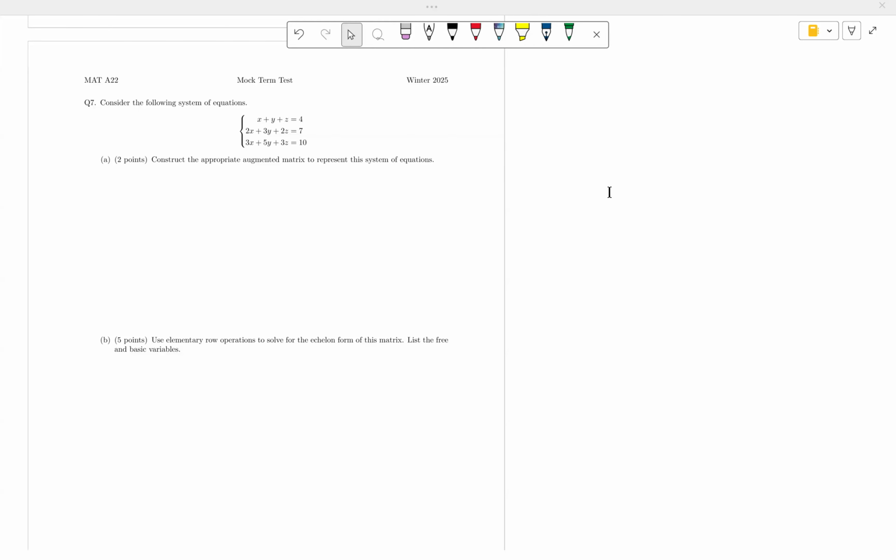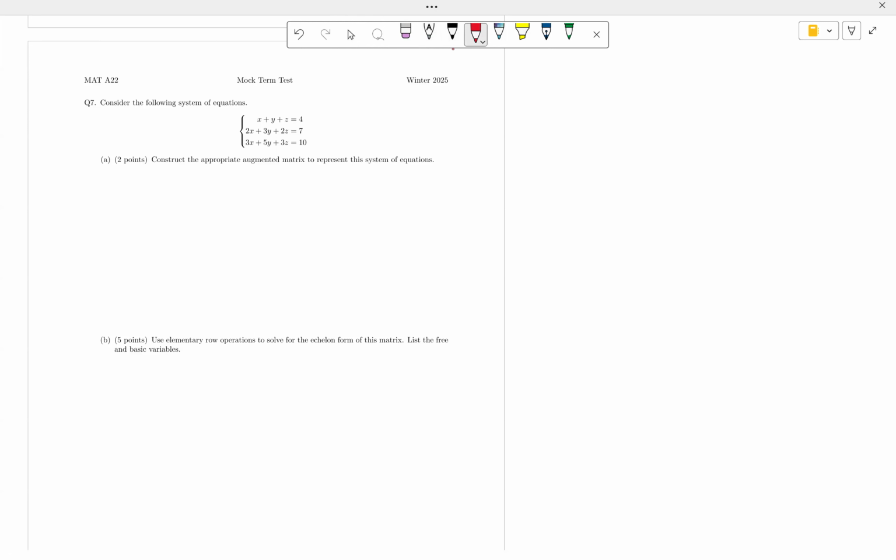So now we're going to consider a non-homogeneous system of equations, and we're going to try and solve it using our augmented matrix. In order to do this, we start by constructing the augmented matrix and then perform row operations.